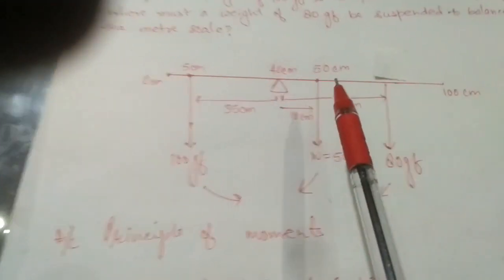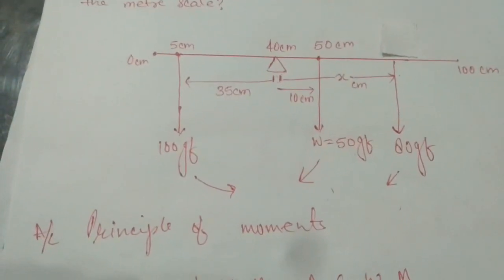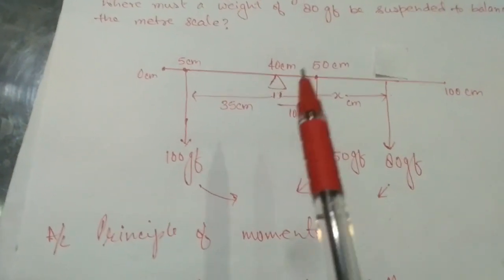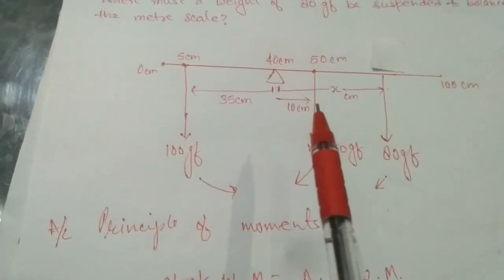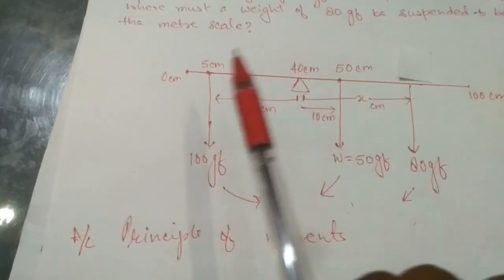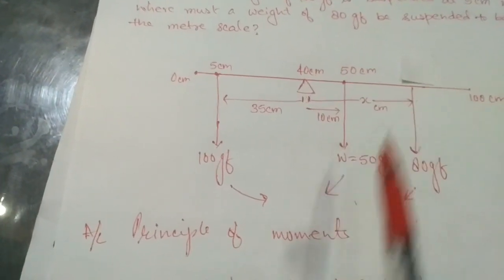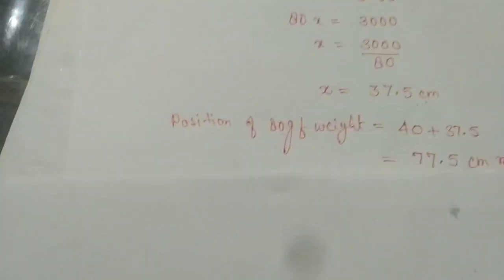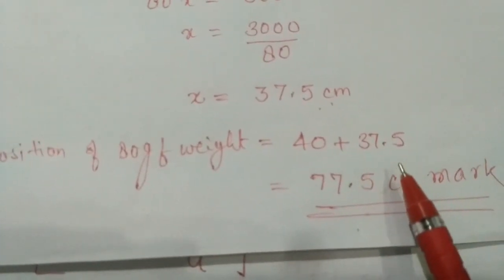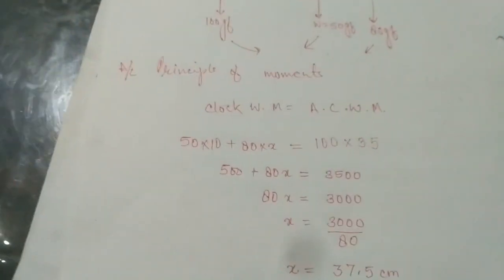So 37.5 centimeter is the distance from here to here. If you write the answer as 37.5 centimeter, you must write from the fulcrum, 37.5 centimeter to the right side. But if you want to write the perfect answer, write the distance from this point to that point. From here to here it is 40 centimeter and from here to here it is 37.5 centimeter. On adding both distances, the position of the 80 gram force weight is 40 plus 37.5, which gives the 77.5 centimeter mark. This is the complete solution for this question.